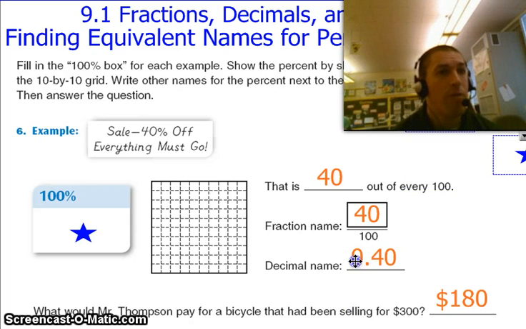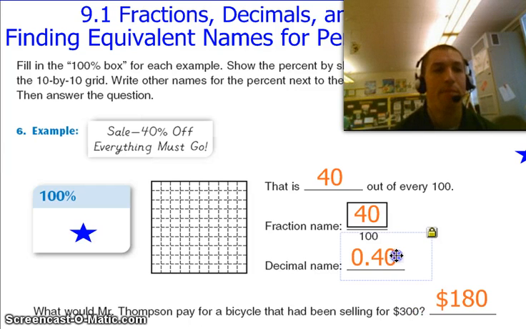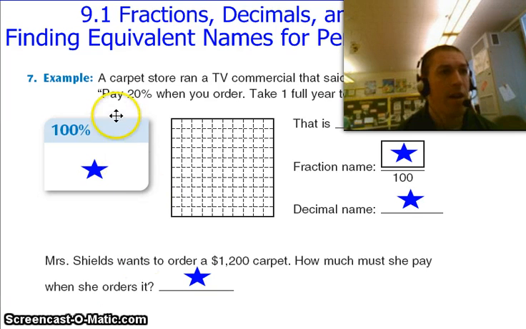Okay. Now, 40% off would be the same as, if Mr. Thomas was doing 300, 40%, if you multiply this number times 300, you would get $120. You're getting $120 off, so you do 300 minus 120. Okay, let's try it here. Pause it. See how you do.